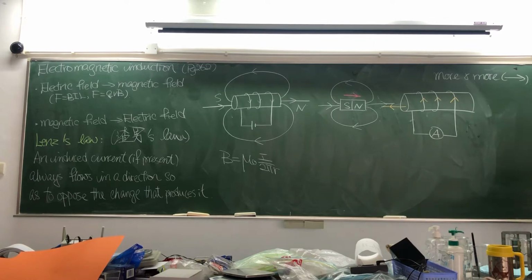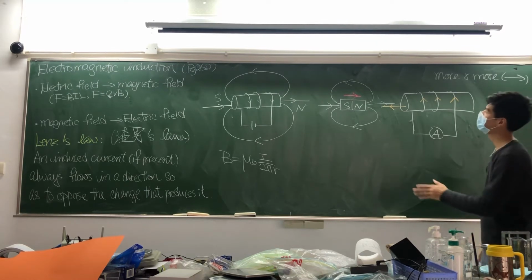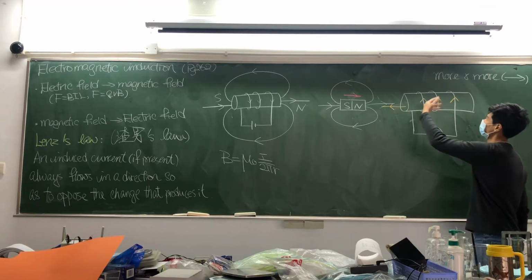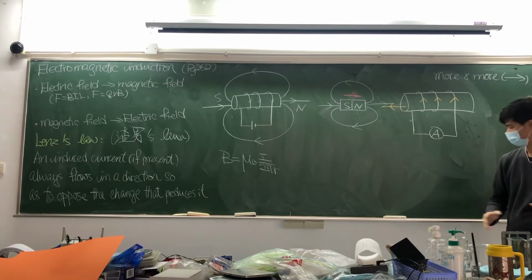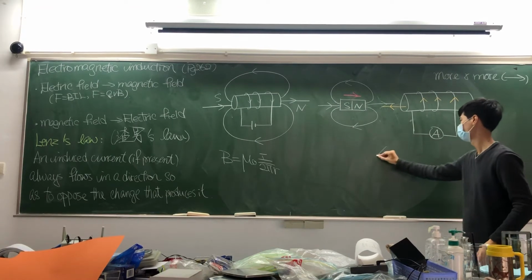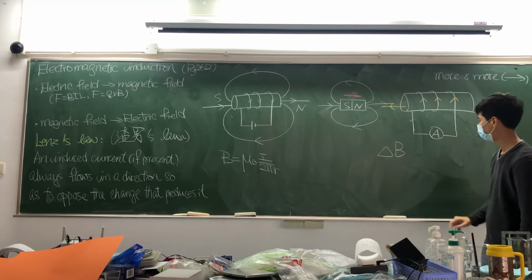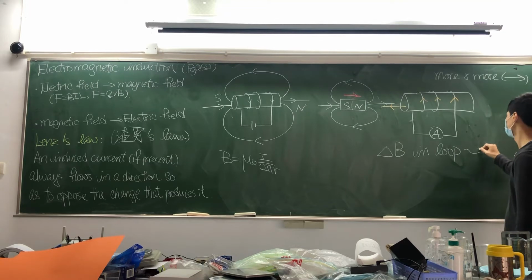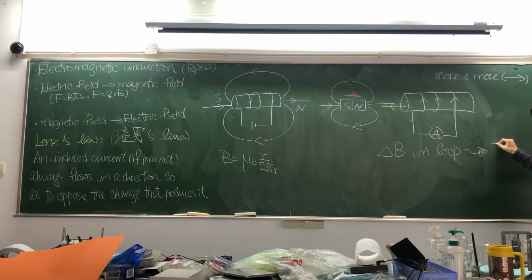So in this case, which tells you that if there is change in magnetic field passing through a loop or a solenoid or a closed circuit, wherever there is change in magnetic field in a loop, then there will be induced voltage or current. So this is the principle behind the power station. Okay, so the power stations rotate the generator.